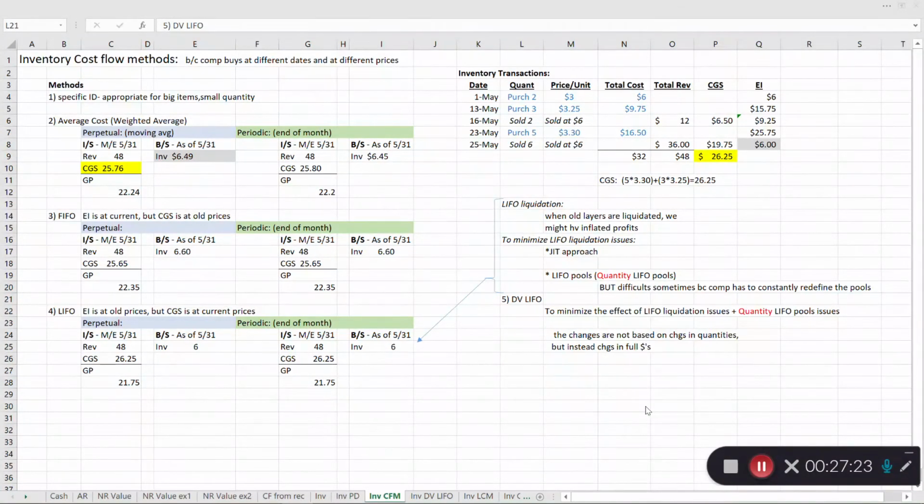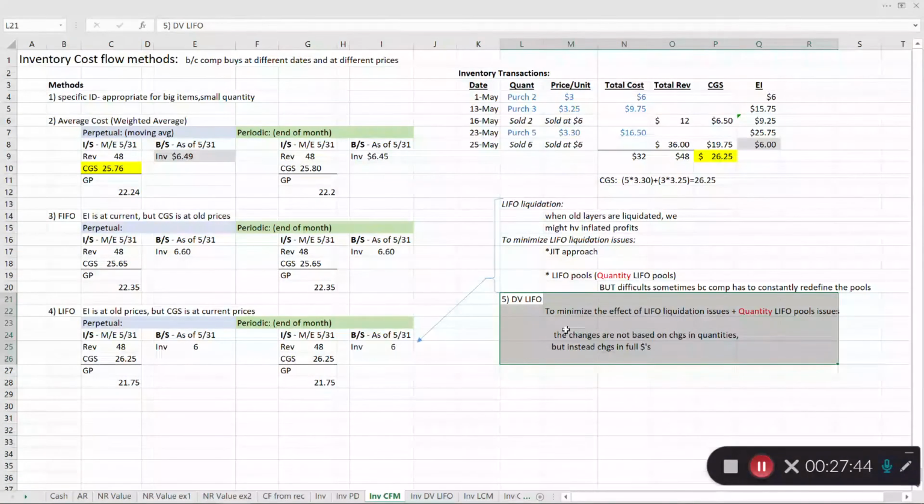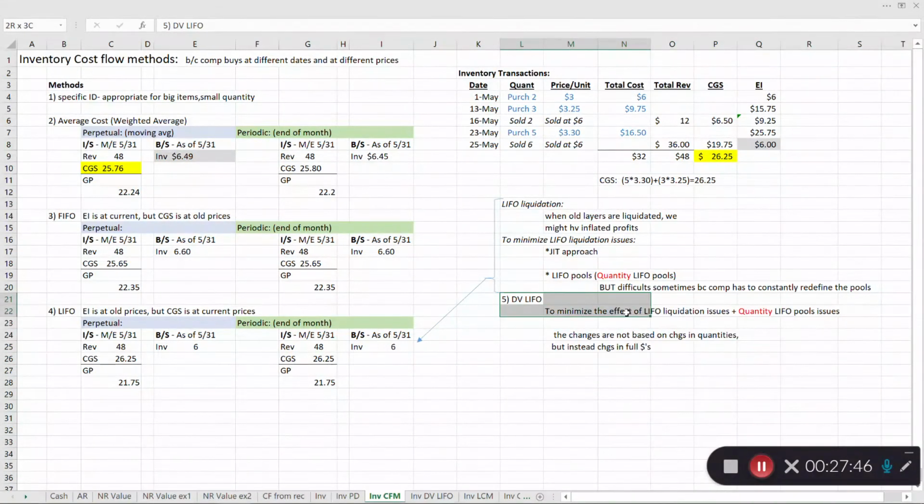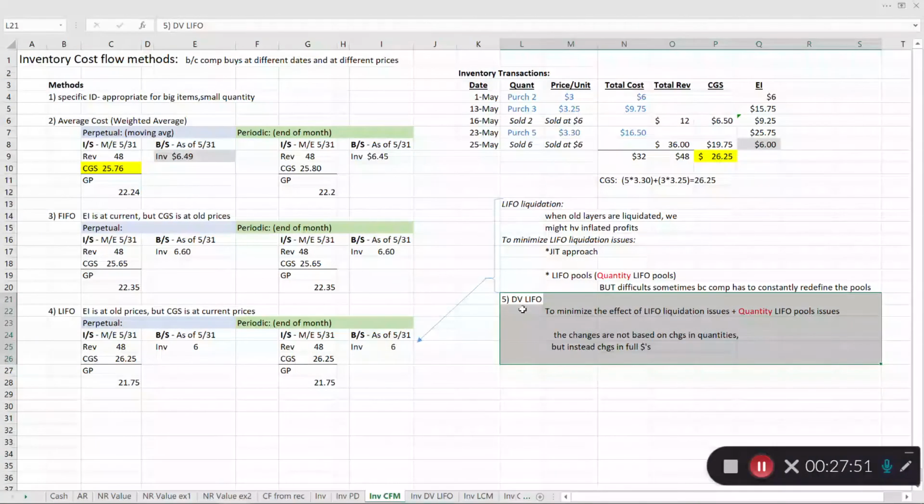Instead of focusing on quantities like we were focusing on right here, every time we would purchase, we would be analyzing the number of units and then the dollars that correspond to those units. Instead of doing that, under dollar value LIFO, we focus on the bulk amount of the dollars instead of the units themselves. And I'll have a separate video where I illustrate how we do this, but let me give you a little background as to why we have this method.